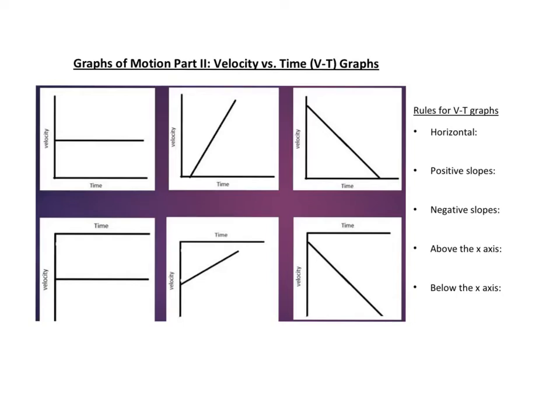So I want to talk about velocity time graphs, or VT graphs. These are the second types of graphs that we're going to be looking at. Whenever you see a graph that has to do with motion, I want you to first make sure you know if it's a velocity time or a position time.